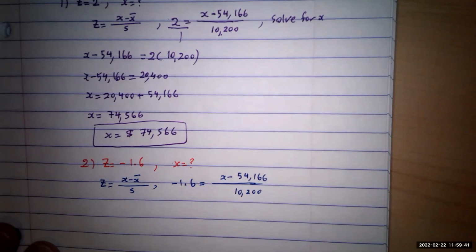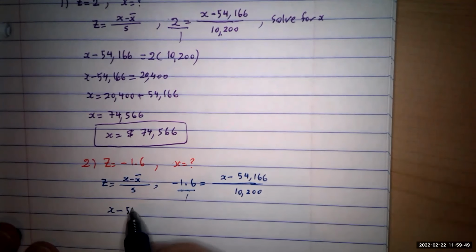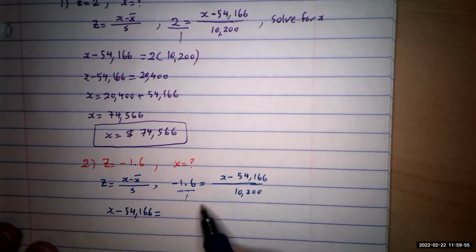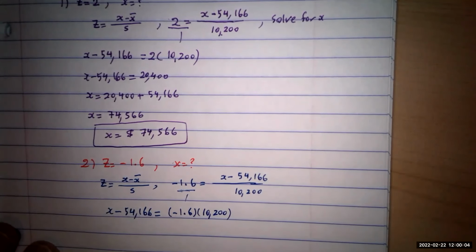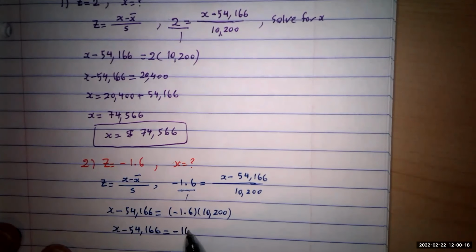Cross multiply. Again, cross multiply is like 1. So it's going to be x minus 54,166 equals negative 1.6 times 10,200. Multiply these two together, you can use your calculator. That gives you a negative number, which is 16,320.